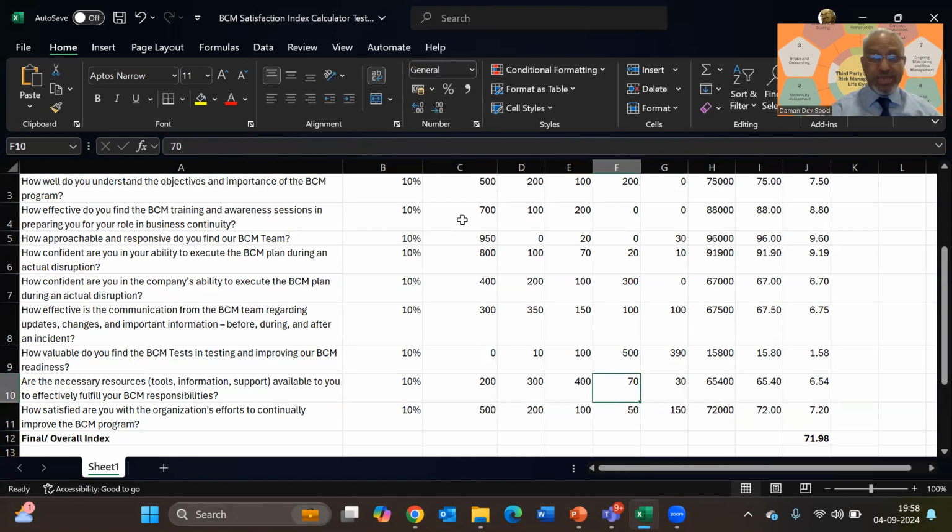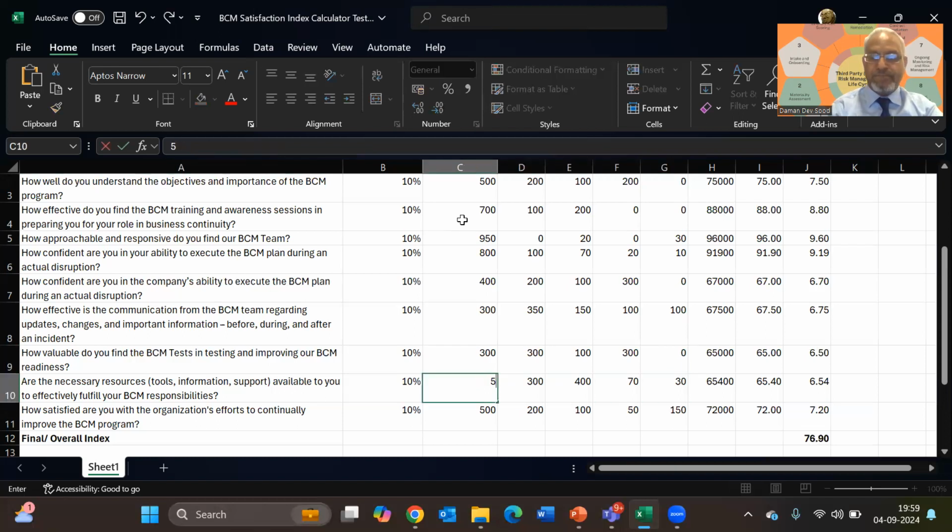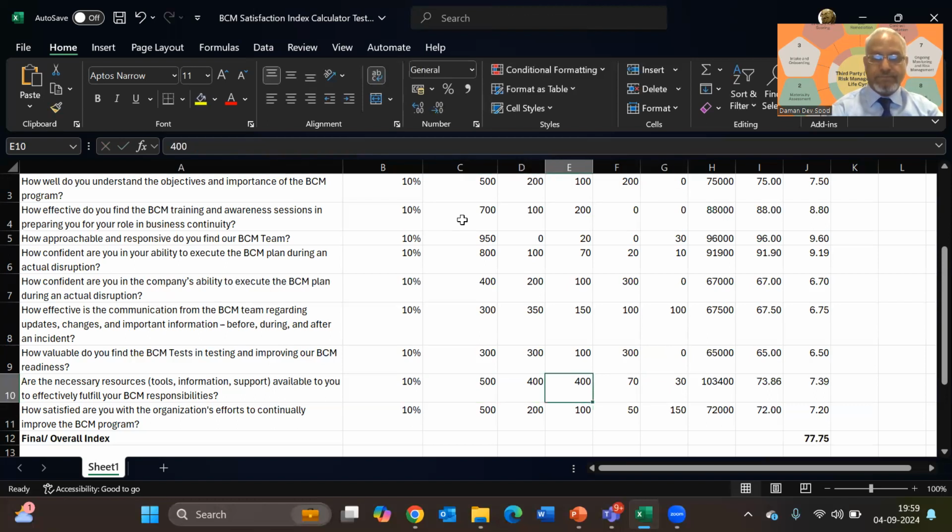As of now, I'm playing with the tool just to show the impact, how after having run it and after having taken some actions, these ratings would improve, so that you will be able to then display and demonstrate the benefit of running these surveys and those activities. Assume some change here. Some change here. We have seen we have crossed our target of 75%. This was a quick demonstration of this tool around calculating the BCM Satisfaction Index.